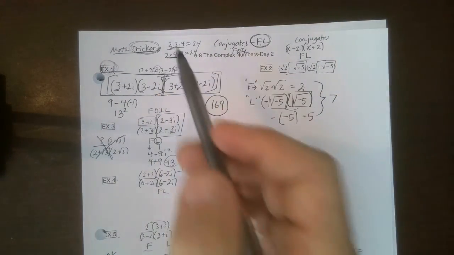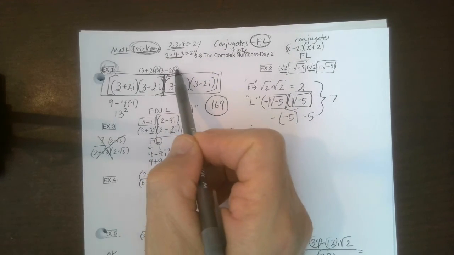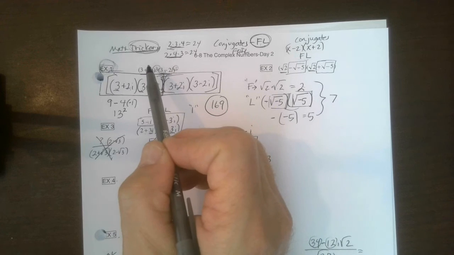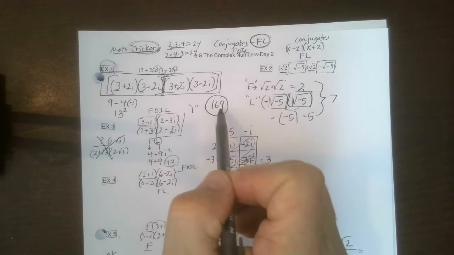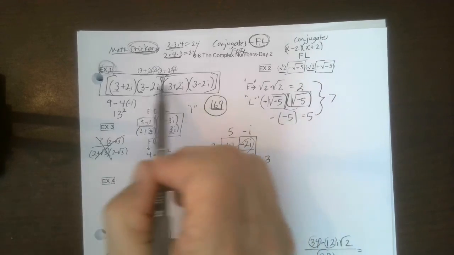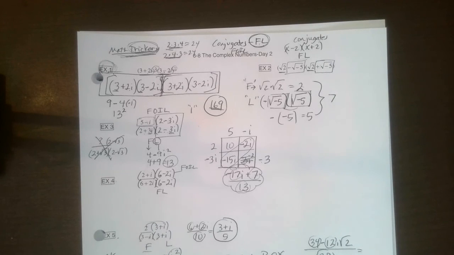Now a different student might take forever and actually square this using FOIL, square this using FOIL, and then you got to multiply that answer by that answer, and it's going to take you at least 3 times as long. You'll get the same answer, but my goodness, this one is hoping that you see the little math trickery. There you go. Glad I didn't forget that one.